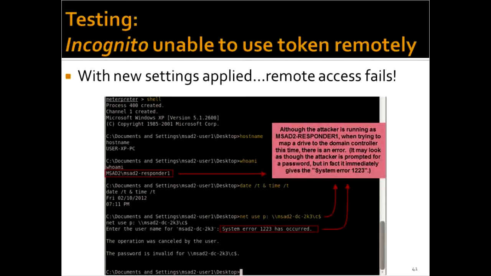I logged back in, did all the same steps as previous, tried to do the net use with my responder accounts, actually showing me responder 1. I was able to basically impersonate the token, but then when I try to do the access to the remote system, I get an error occurred.